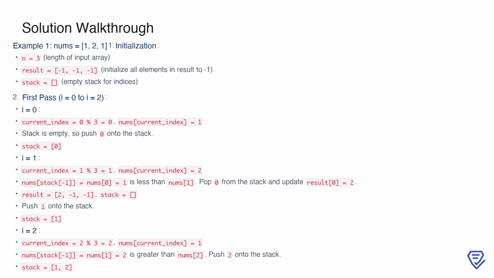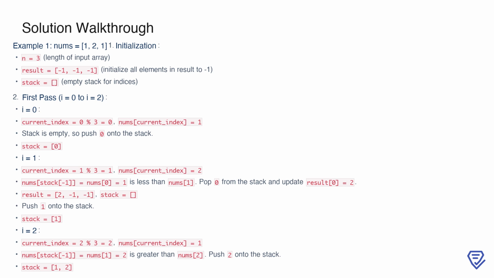For i equals 0, the current index is 0, and the value at that index is 1. Since the stack is empty, we simply push the index 0 onto the stack. Moving to i equals 1, the current index is 1, and the value is 2. Here, we compare 2 with the value at the index stored at the top of the stack. Since 2 is greater than 1, we pop index 0 from the stack and update result[0] to 2. We then push the current index 1 onto the stack.